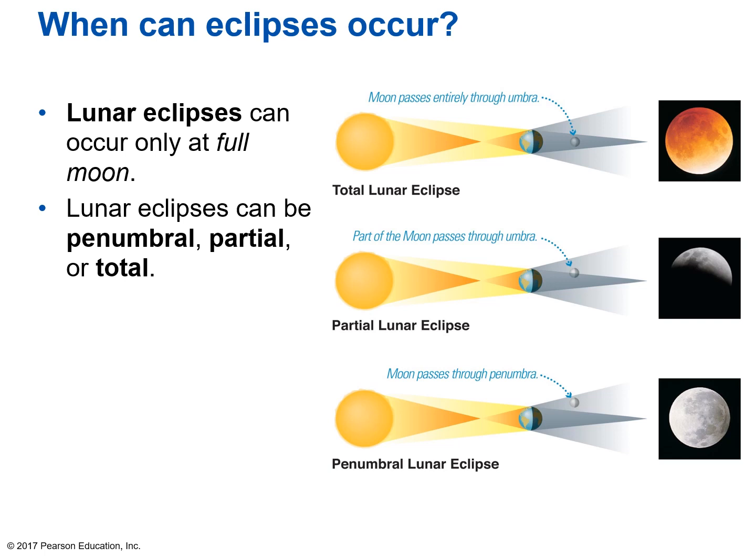So when can eclipses occur? Lunar eclipses can occur only at the full moon. Lunar eclipses can be penumbral, which is this lower one here, partial, or the prettiest kind is a total lunar eclipse.